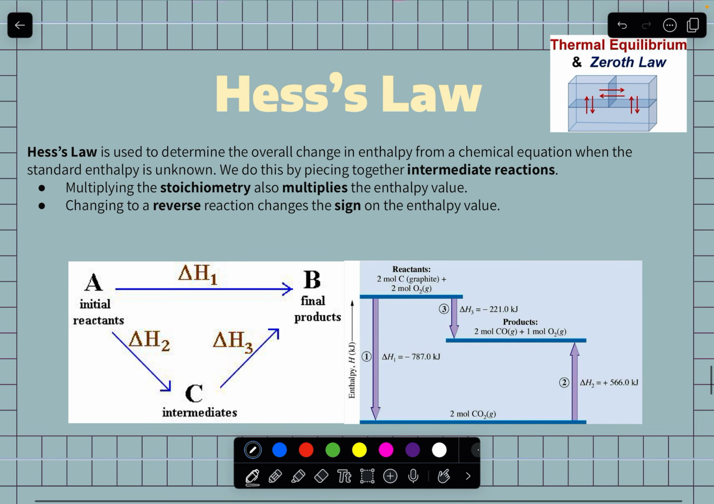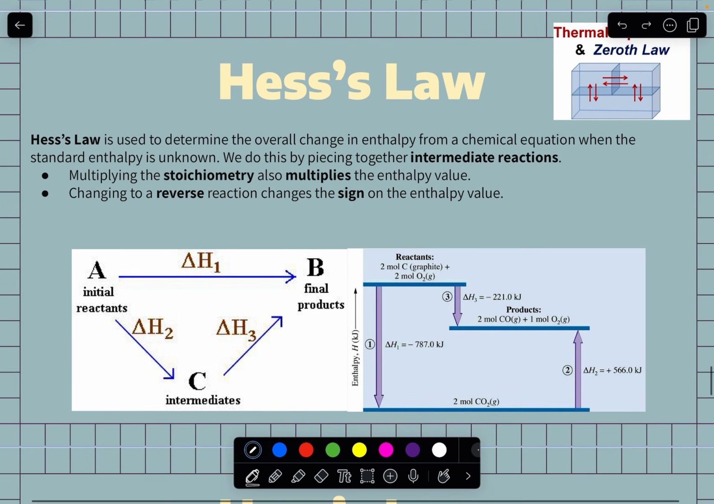Hess's law goes with the 0th law of thermodynamics. Okay. So what Hess's law says is that the overall change in enthalpy for a reaction, for a chemical equation, is determined by piecing together intermediate steps.